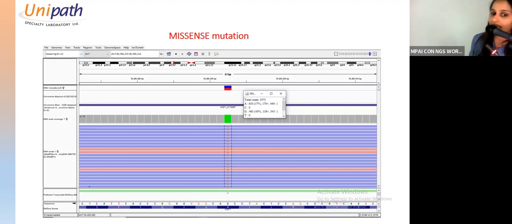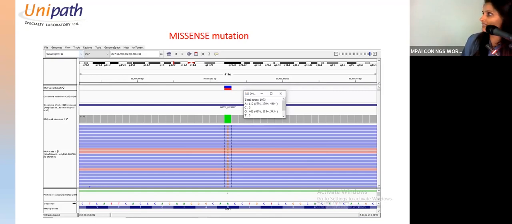And I can say, see here it is G notation, and here in the reference it is A. So A is changing to G. And you can say total reads, this is representing 1073, and you can say 600 reads in G. G is being represented by these bases, right? So this is the missense notation.